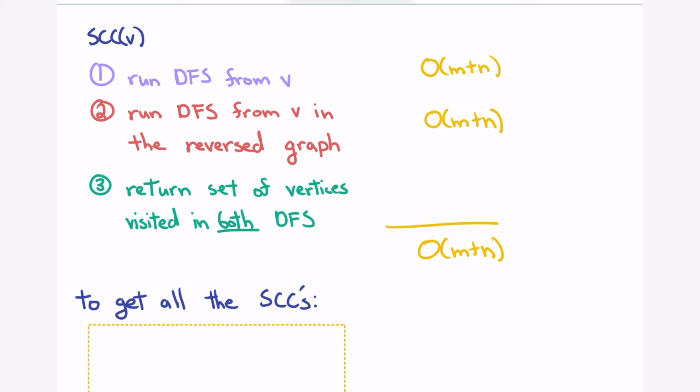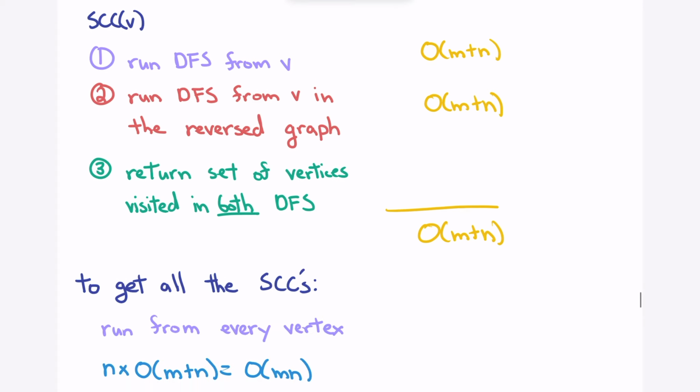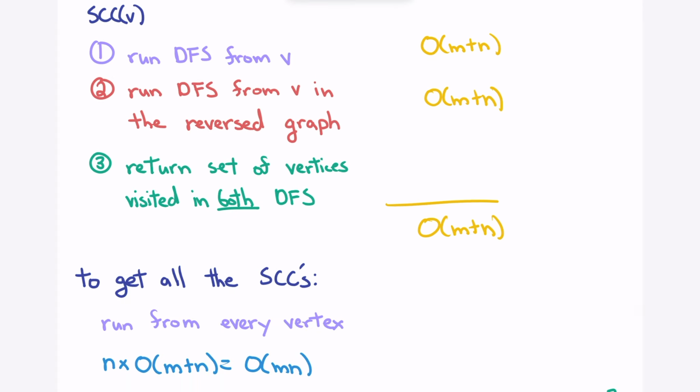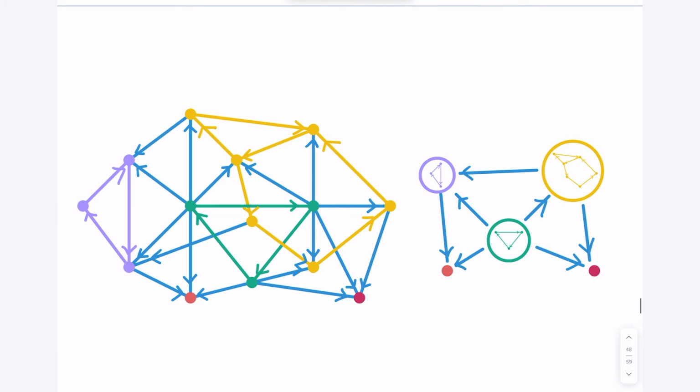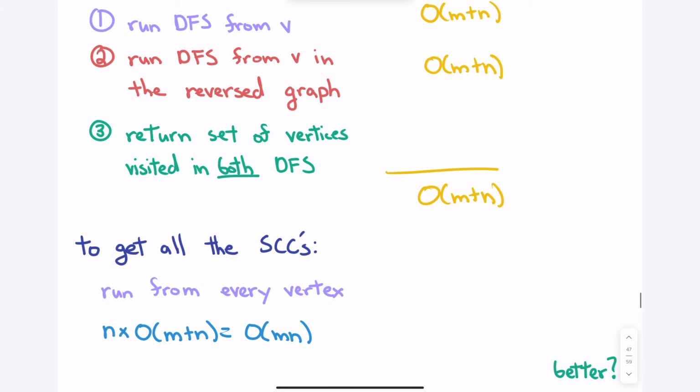Now, the original question was how to get all the strongly connected components. So if I repeat this from everywhere, we would get what running time? Yeah. Okay, so you get like mn if we assume m is bigger than n. Okay, good. So the question is, can you do better?